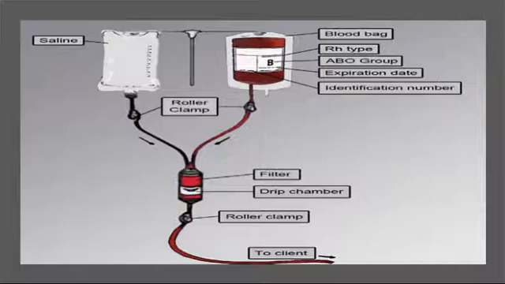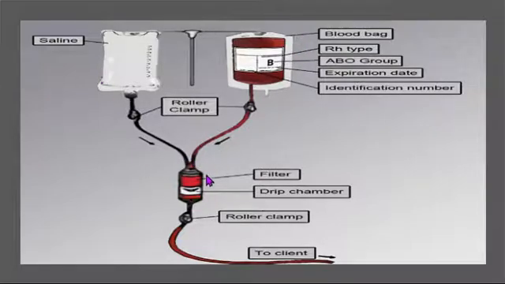Blood transfusions. NCLEX and Kaplan will ask you about blood transfusions. This is some information on it. You're checking your blood bag, your RH type, your ABO group, expiration date, identification number, always hanging it with saline. So you flush or prime your tubing with the saline, then close that clamp, spike your blood.